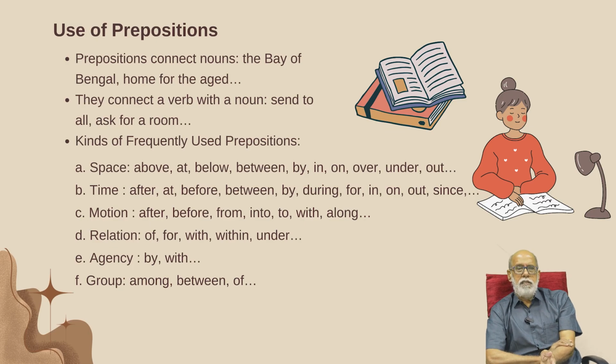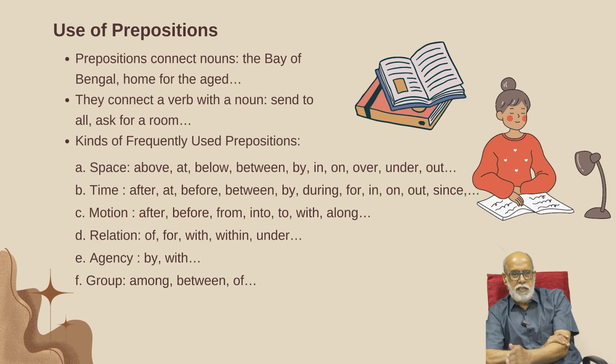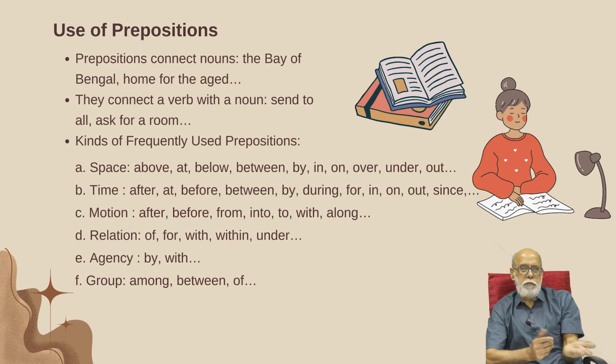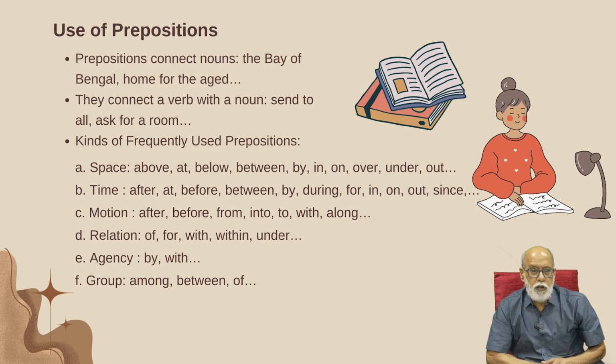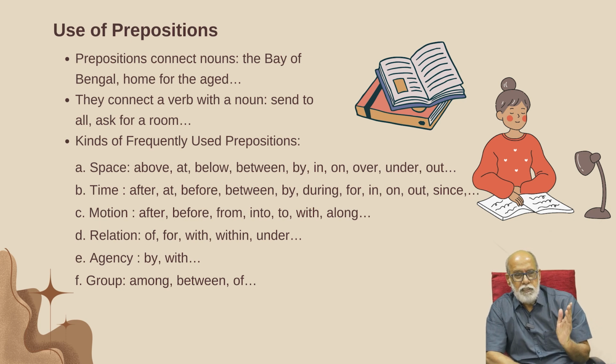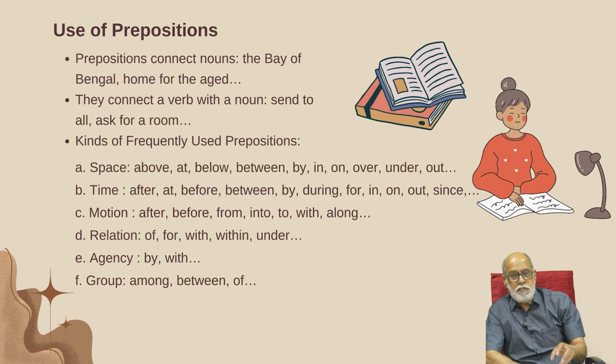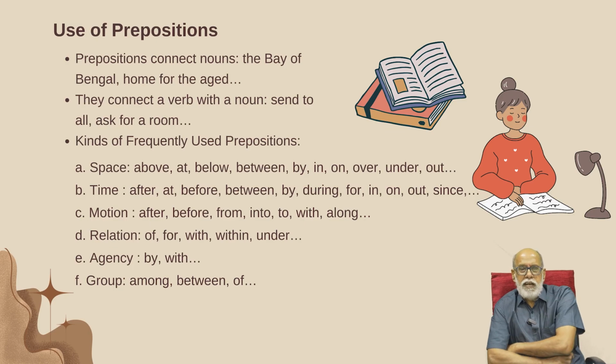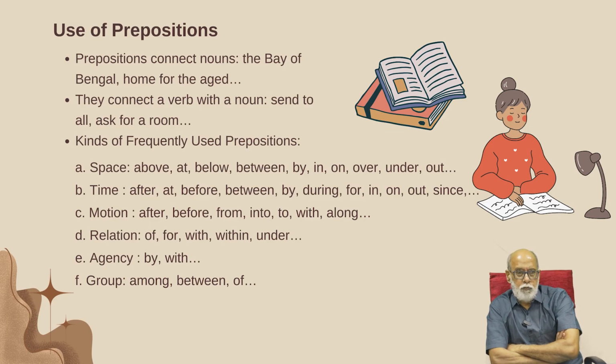Preposition relates verb to the noun, as you see in the second bullet point. Send to all. Send all will become ambiguous. Do you want to send everybody for a holiday? Do you want to send everybody to jail? Or do you want to send something to everybody? So it is "to" that gives you that function. Okay? It is "for" that relates ask to a room.